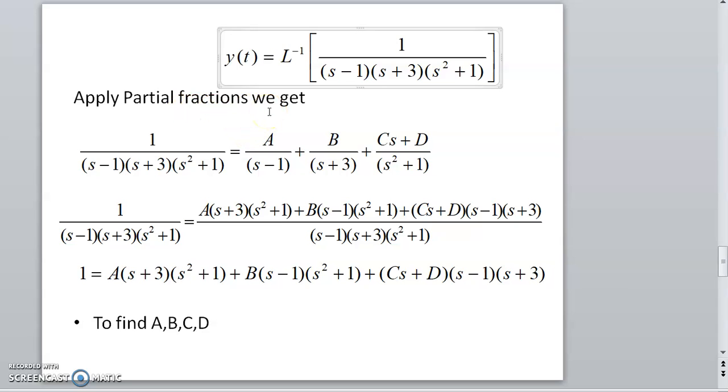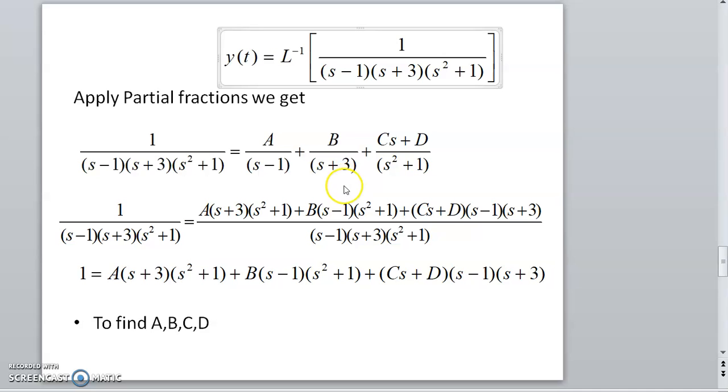Already we have studied how to apply partial fractions in 11th and 12th standard. We get 1 divided by s minus 1, s plus 3, s squared plus 1 equal to, here in the denominator the degree of s is 4. We need 4 arbitrary constants a, b, c, d. Here s minus 1 is a linear factor, we get a. And also s plus 3 is linear.